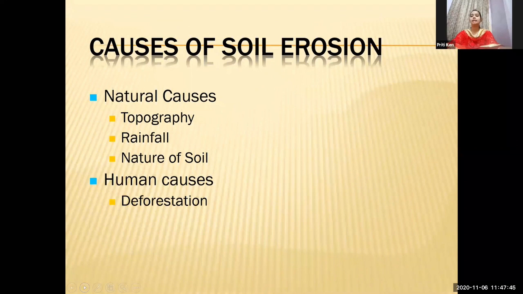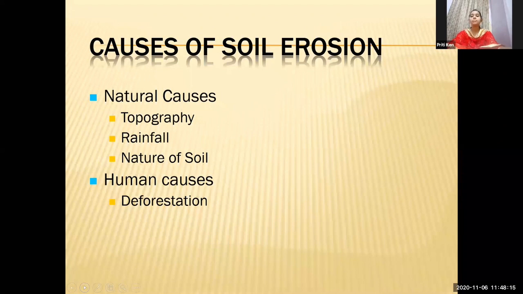Deforestation. As everybody knows, cutting down of trees is known as deforestation. As you must have seen on Environment Day, what do we do? We plant more and more trees. Why do we plant more and more trees? Your teacher must have told you that planting more and more trees is good for our environment. Yes, it is good for our environment. Even the cause of soil erosion is deforestation.